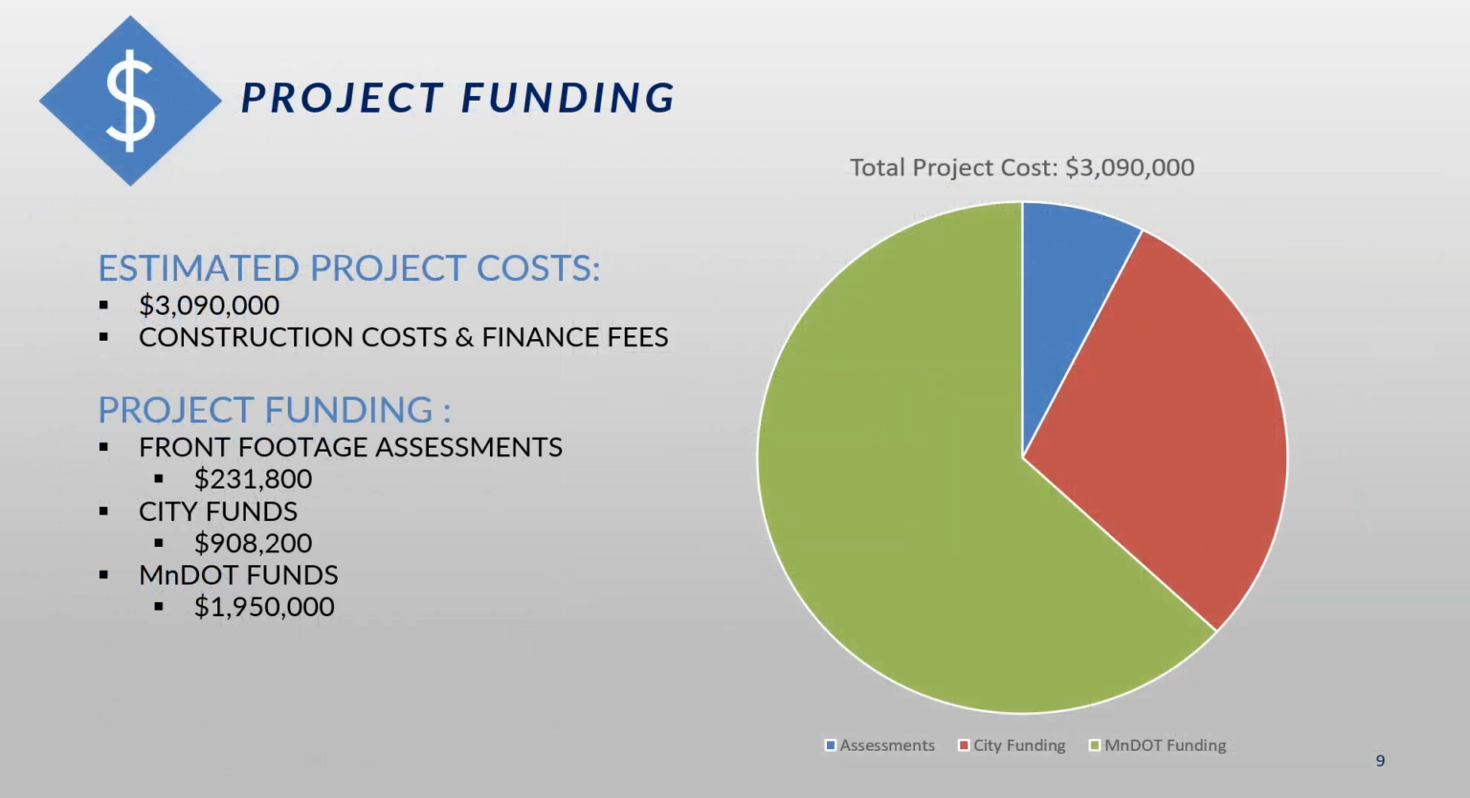When the city does projects like this, we typically get a lot of questions related to funding. So the next several slides will focus on that. We've estimated that the project will cost approximately $3.1 million, and that includes all of the costs associated with construction, as well as fees associated with financing the project. And the funding on the project comes from three sources: special assessments, MnDOT cost participation, and general obligation bonds.